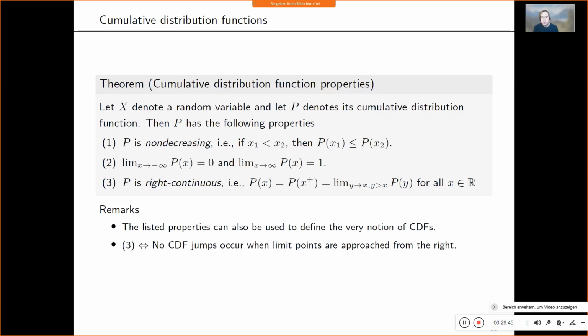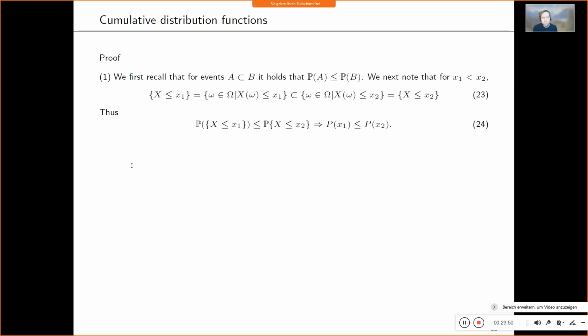So here are some proofs for 1 and 3. 2 I leave out, and of course you can also read up the proofs in the Groot book. So this is from the Groot book. So why this non-decreasing nature? Well, we first recall that for events in the elementary outcome space, it holds that if A is a subset of B, then the probability associated with A is equal to or smaller than the probability associated with B.